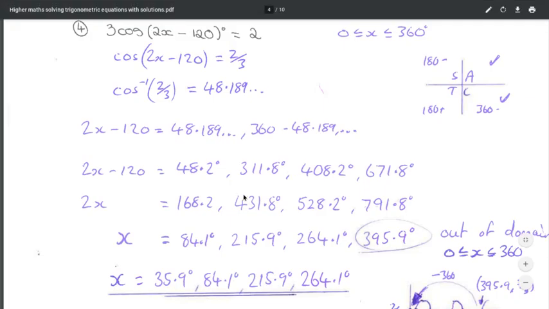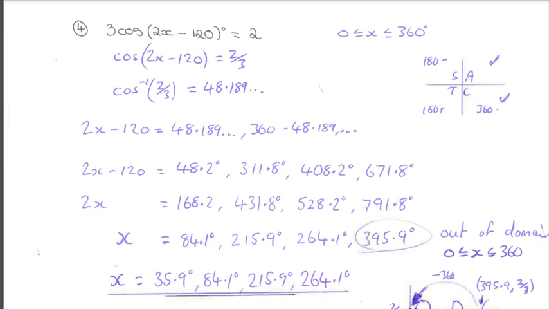To generate those extra values, we need to add on 360 degrees to each of the 2 solutions that we have. So 48.2 plus 360, 311.8 plus 360. That's going to leave us with 2x − 120, which is what was in the bracket here, equals all 4 of those values. Again, I've got an extra 2 there because it's 2x, it's going to be twice as many solutions. Now I need to add 120 to both sides of the equation here. So all 4 of these solutions I need to add 120 to.